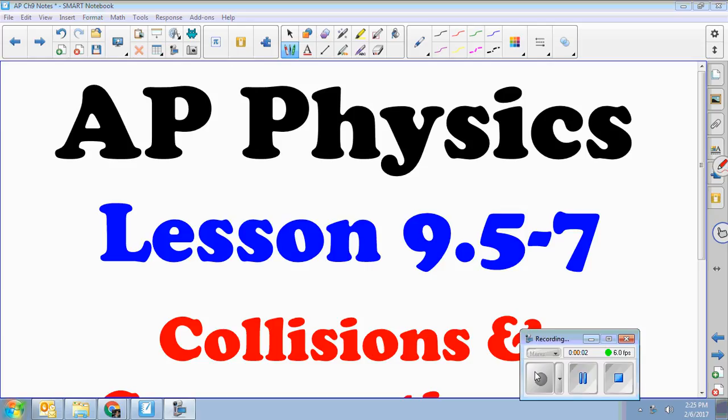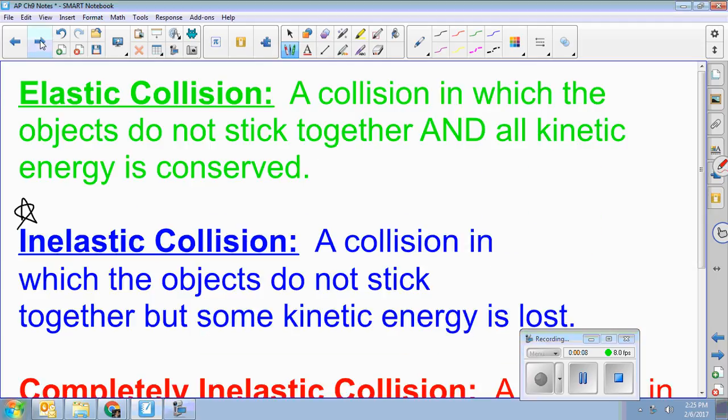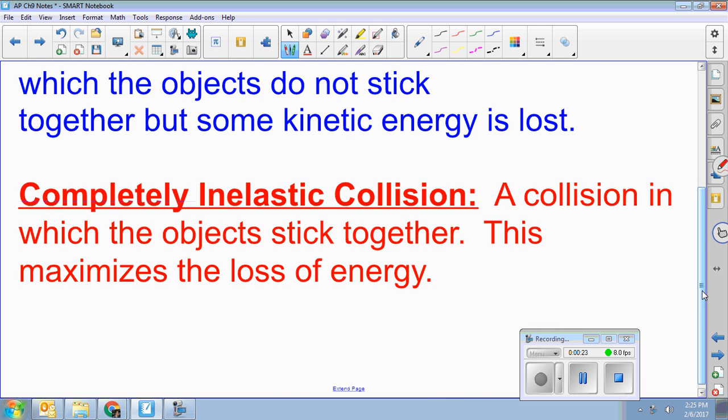So, all right, this was picking up what we did last Thursday. Last Thursday we started talking about collisions. Real quick recap, we learned that there are 3 different types of collisions. Elastic is a collision in which the objects don't stick and the kinetic energy is conserved. Inelastic collisions, where they don't stick but some kinetic energy is lost. And then completely inelastic collisions are where they stick together.